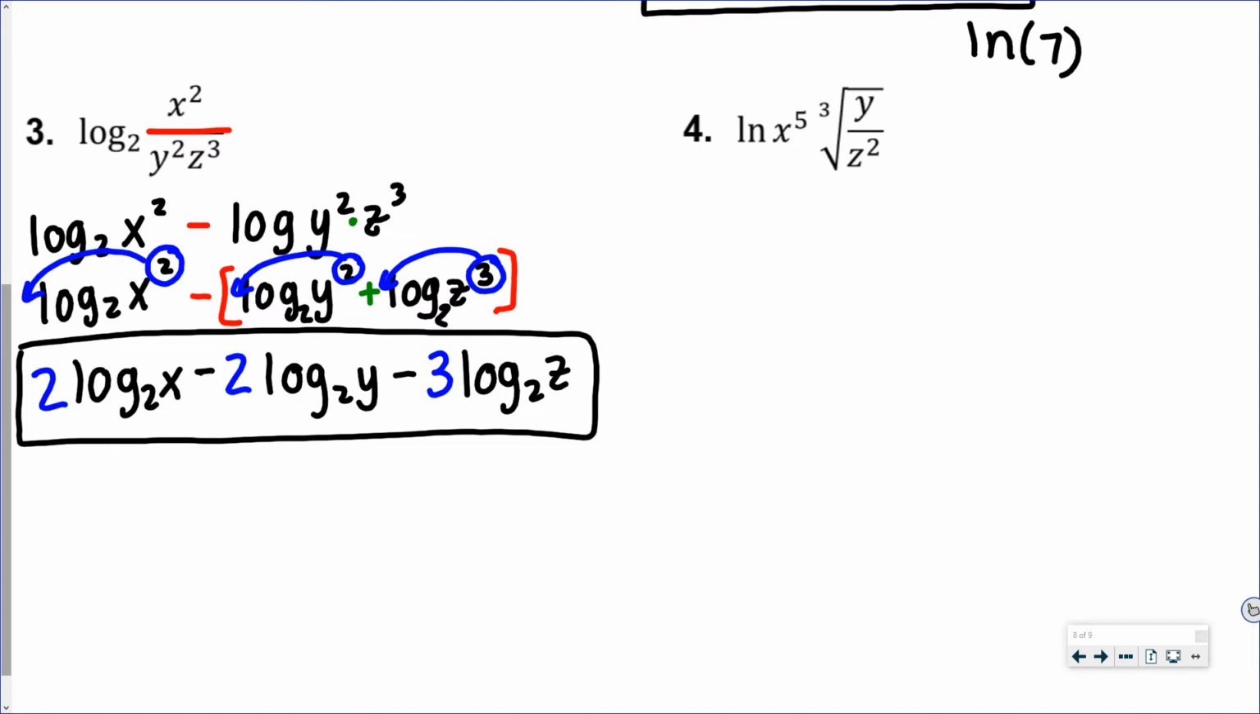I don't know which way I look better, expanding or condensing. I'll let you guys decide once we do both. Oofta. One more. First, I kind of see this as I have a product here, right? I have x to the 5th times that nasty radical. So let's go ahead and just split that up with our product property.